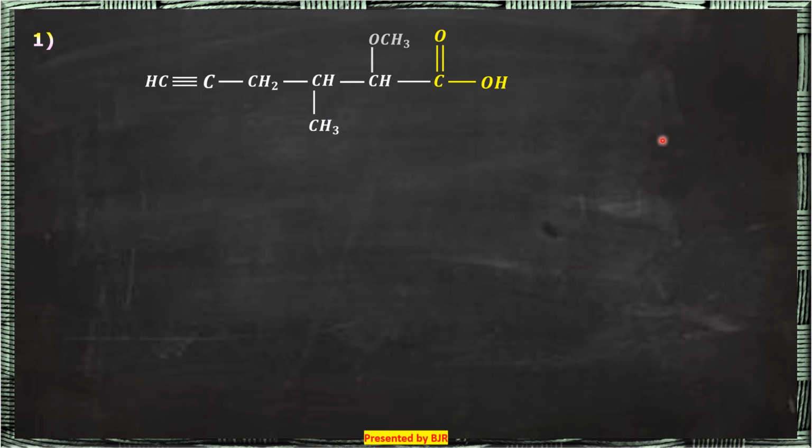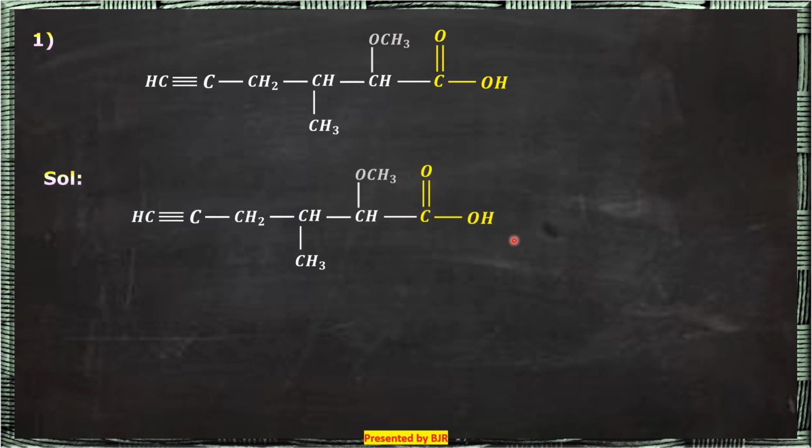Problem number 1. This is an organic compound to which we have to provide IUPAC name. Solution. Can you identify the functional group present in it? It is COOH functional group, that is carboxylic acid's functional group.